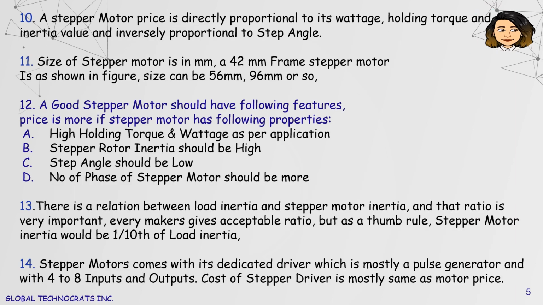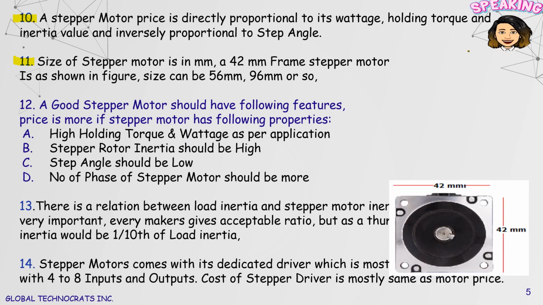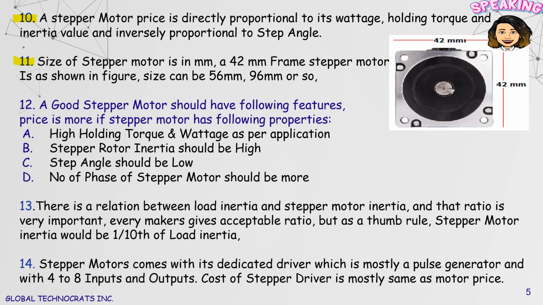A stepper motor's price is directly proportional to its wattage, holding torque and inertia value, and inversely proportional to step angle. Size of a stepper motor is in millimeters. A 42 millimeter frame stepper motor is as shown in the figure. Size can be 56 millimeter, 96 millimeter or so.